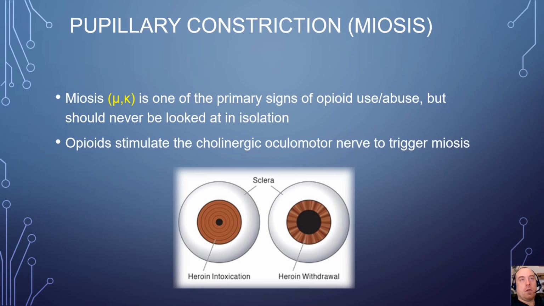And the opposite, and this is FYI, is true for stimulants such as amphetamines. They cause a very dilated pupil like this. So that's one way toxicologists distinguish between different overdoses. It's just one sign out of a constellation of signs and symptoms. A nice one to look at, again, is just pupil diameter because it's really easy to determine. So opioids stimulate the cholinergic oculomotor nerve to trigger miosis. You don't really need to memorize that detail, but that's just for your information there.